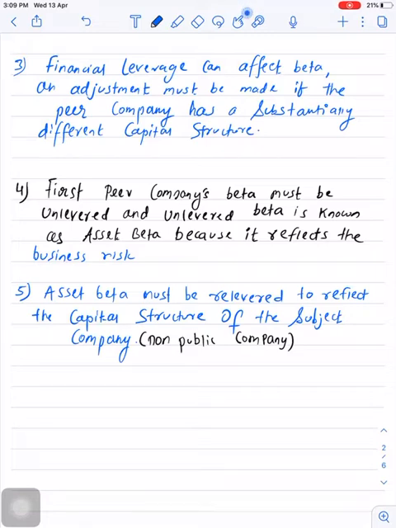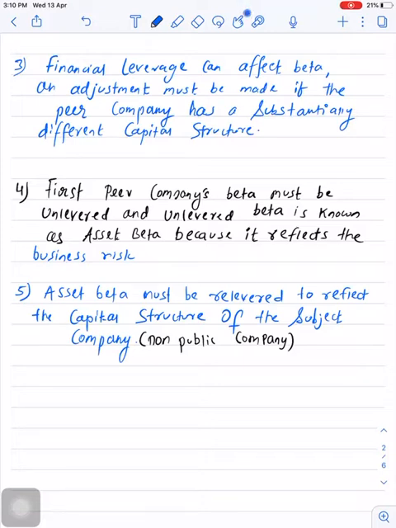So what adjustment do we need to do? The very first step is that we will find out the unlevered beta of the peer company. Unlevered beta means asset beta, and asset beta reflects only business risk. Why is it also known as unlevered beta? Because we are eliminating the financial leverage part, since the capital structure is different for the non-public company and the public company. If these two peer companies have different capital structures, we need to make this adjustment. So first we find the unlevered beta, eliminating the leverage part so that it gives me only asset beta, and asset beta reflects business risk.